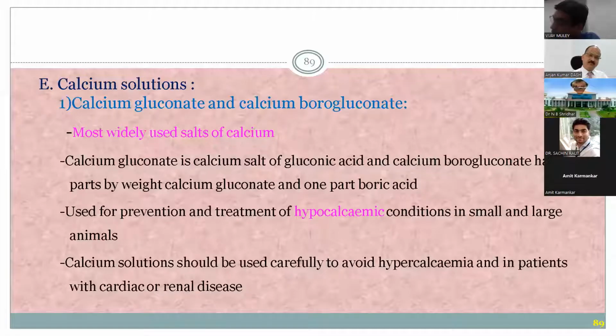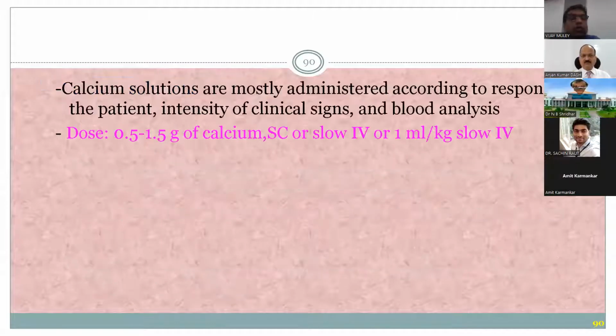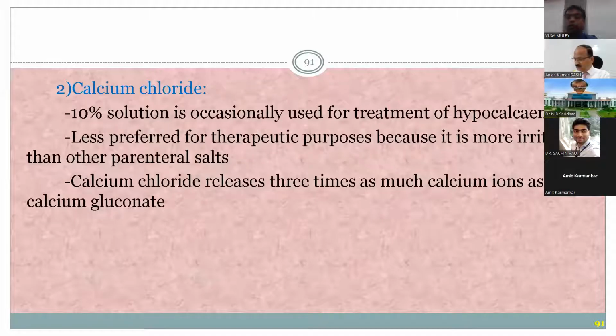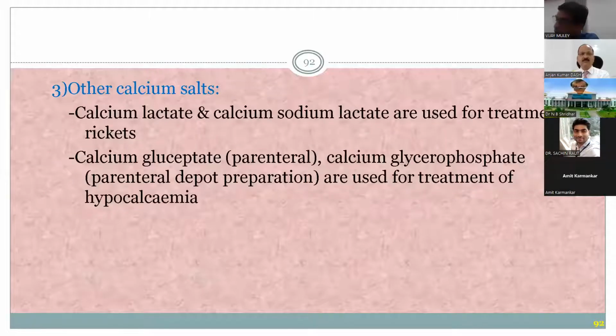And a very popular solution is calcium borogluconate, very commonly used as the calcium salt. The dose is 0.5 to 1.5 grams of calcium subcutaneous or IV, or simply 1 ml per kg slow IV. And calcium chloride is a little caustic, but now most fluid replacement therapy, especially for calcium deficiency, is done with calcium magnesium borogluconate. And of course, we have calcium lactates and many more.